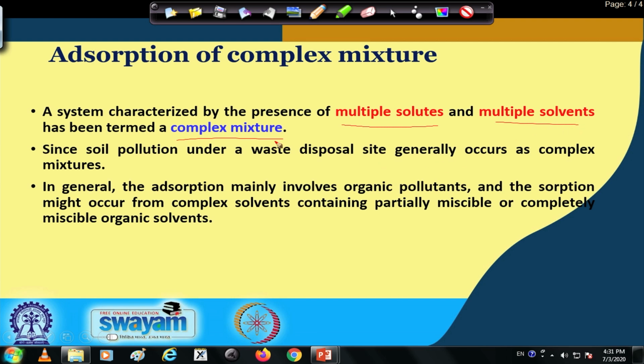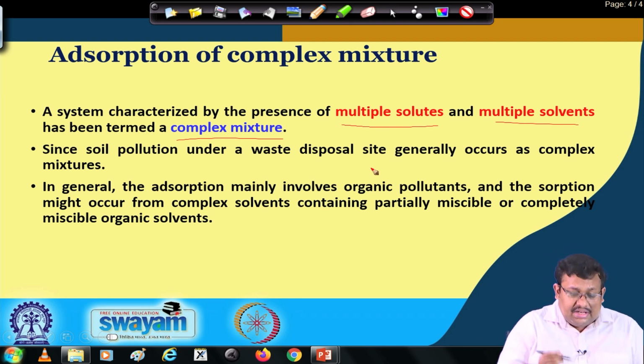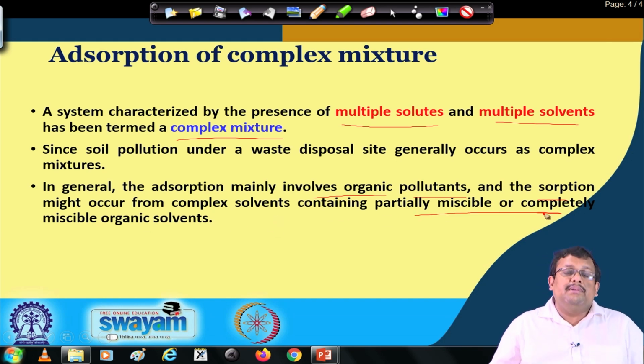Now, remember that soil pollution under a waste disposal site generally occurs as a complex mixture, because these areas generally contain both inorganic and organic pollutants. So, obviously, the adsorption occurs in a complex mixture. In general, the adsorption mainly involves organic pollutants, and the sorption might occur from complex solvents containing partially miscible or completely miscible organic solvents. So, this type of adsorption generally occurs.